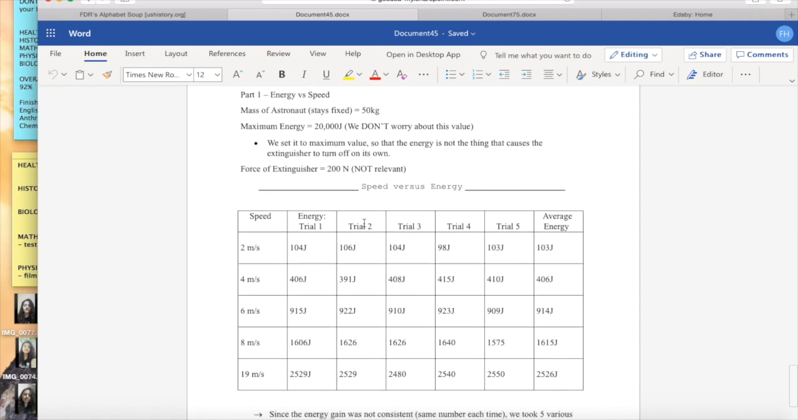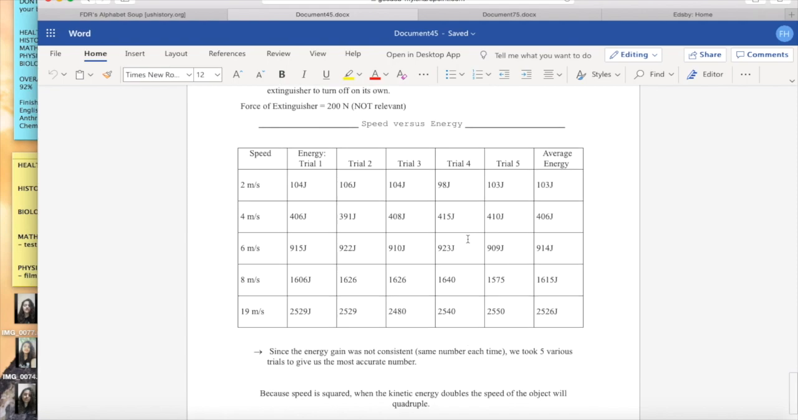We also kept the maximum energy at the maximum number that it would go, which was 20,000 joules, so that the energy is not the thing that causes the extinguisher to turn off on its own, and we don't worry about this value. That's why we kept it at the maximum, and then we also kept the force of the extinguisher at maximum because it's not relevant.